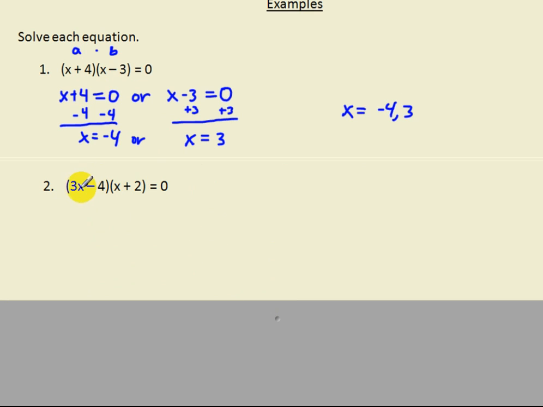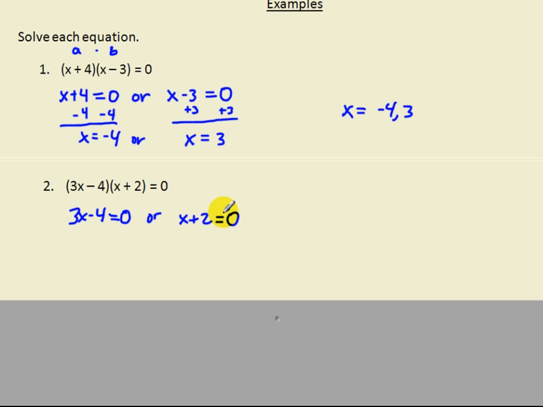Okay, number 2, we have (3x - 4)(x + 2) = 0. Again, 3x - 4 serves as a, and x + 2 is equivalent to b. We're multiplying two quantities together to get 0. Remember, 3x - 4 involves two terms, but when you evaluate it, it really simplifies to one quantity times a second quantity equal to 0. And so we have 3x - 4 = 0, or x + 2 = 0.